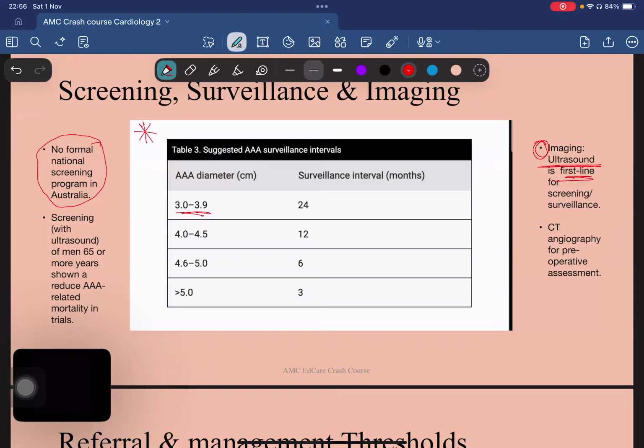And AMC is definitely going to put a CT angiography among the answers to mess us up. So just remember, ultrasound is the first line for screening and surveillance. CT angiography is for pre-operative assessment. That is something you should really, really know when it comes to abdominal aortic aneurysm.